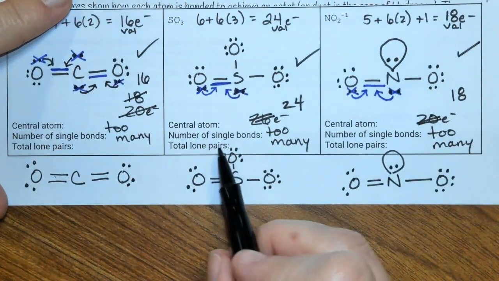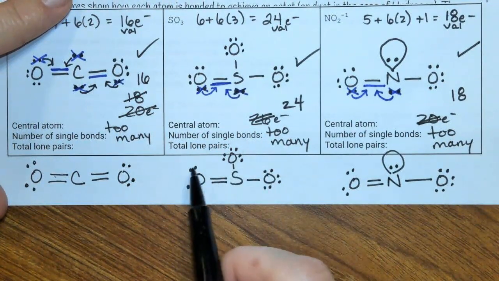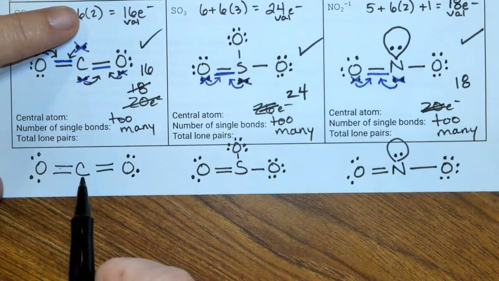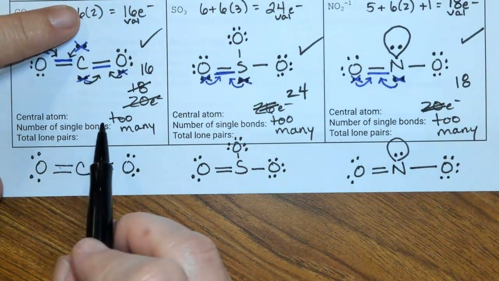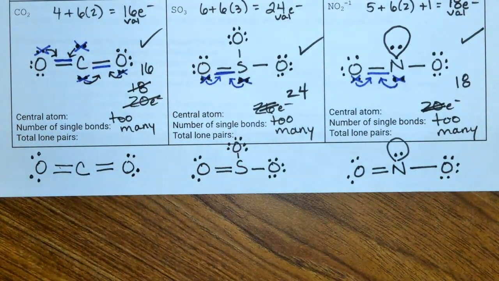This is sulfur in the center. I have 2 single bonds and a total of 1, 2, 3, 4, 5, 6, 7, 8 lone pairs. And then this one, the central atom is carbon. I have 0 single bonds and a total of 1, 2, 3, 4 lone pairs.